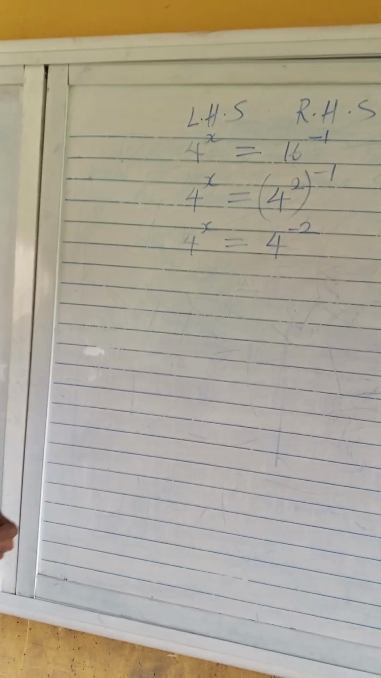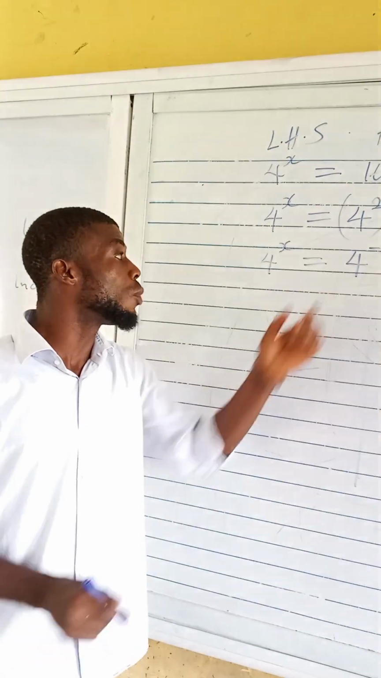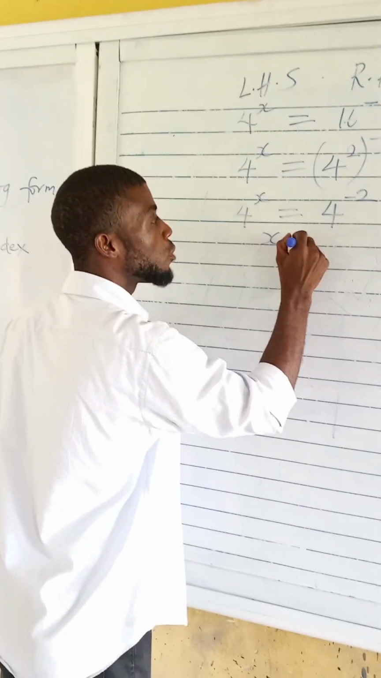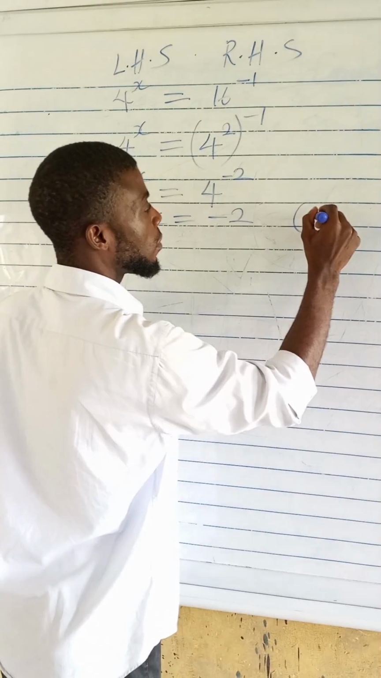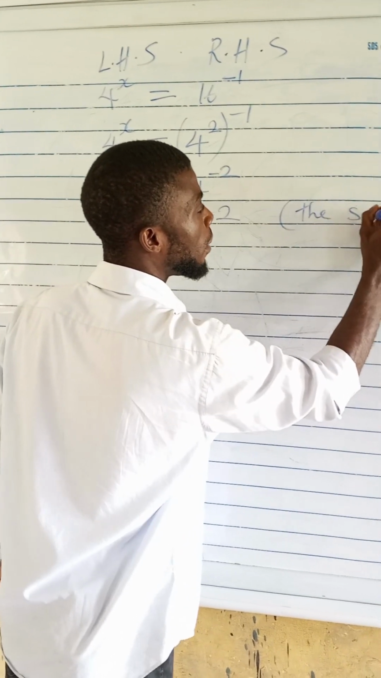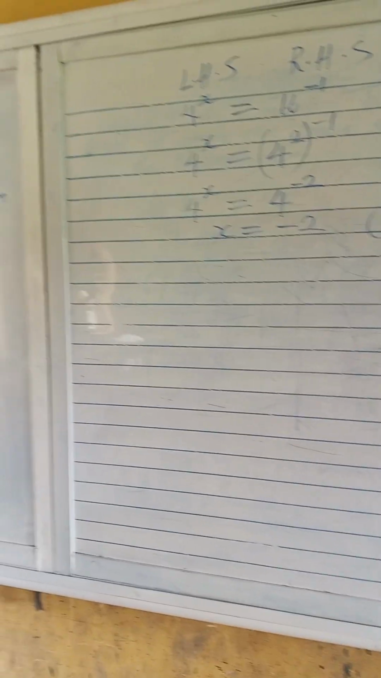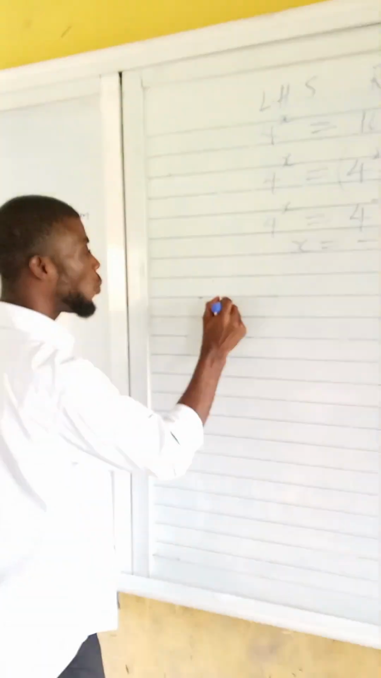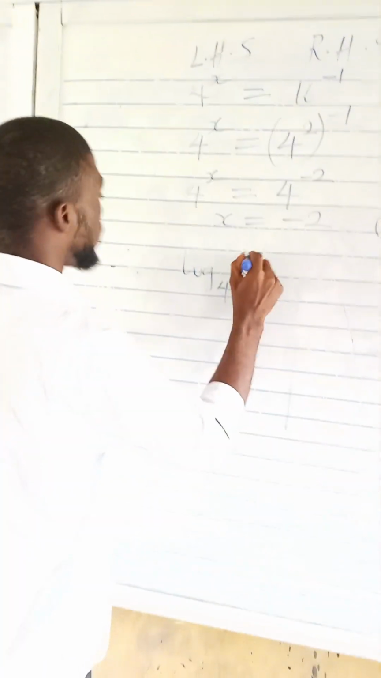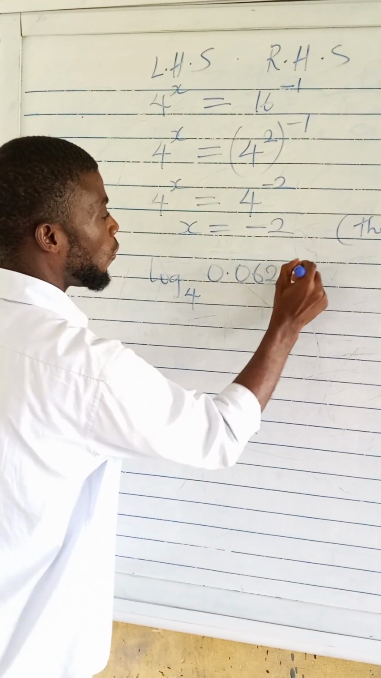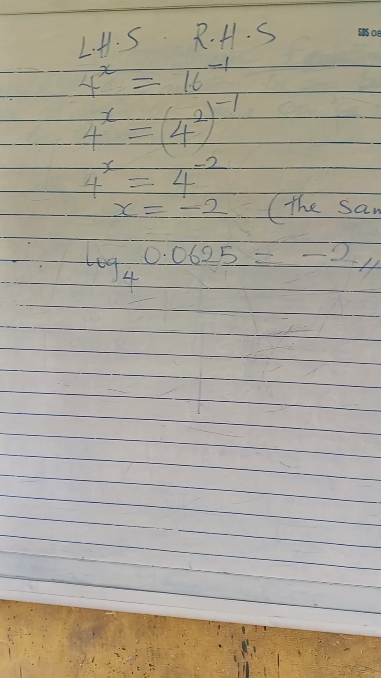Now look at this. This is what? An equation, and their bases are the same. If this is going to be equal, we are saying that x must be equal to what? Minus 2. And I can state the reason by the side: the same base. Therefore, we can now quickly conclude our solving that log base 4 of 0.0625 is equal to what? Minus 2.